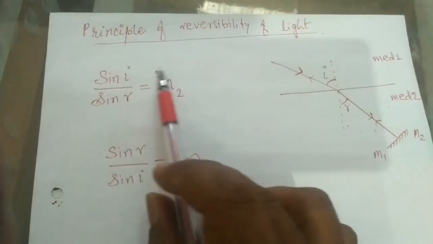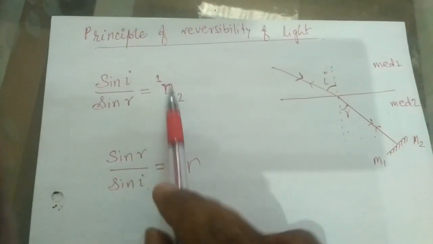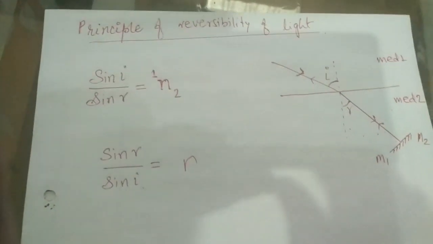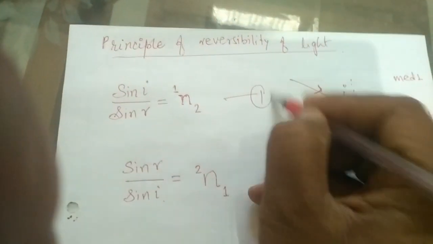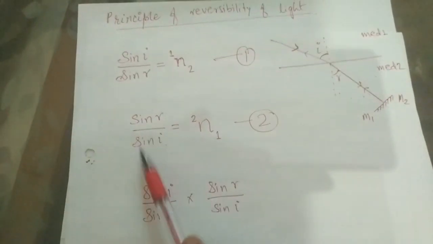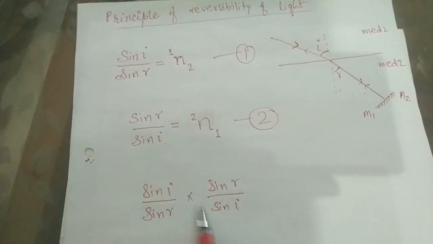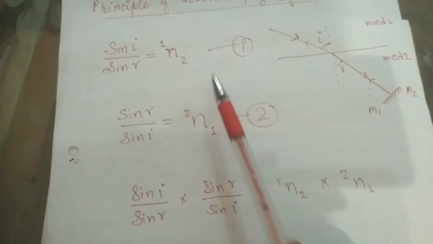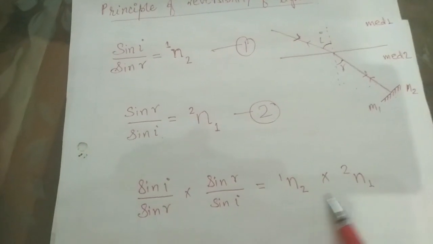When the light was moving from medium 1 to 2, we wrote 1 and 2. Now the light is moving from 2 to 1, so we will write 2 and 1. Making these equation 1 and this one equation 2, just multiply equation 1 with equation 2. On multiplying, the left hand side is sin I by sin r into sin r by sin I, and the right hand side is 1 and 2 into 2 and 1.